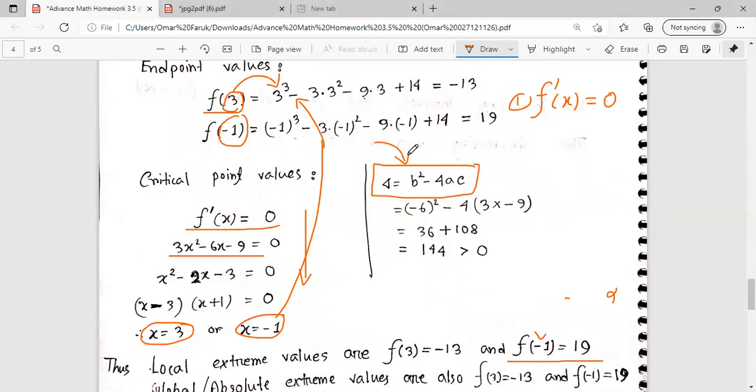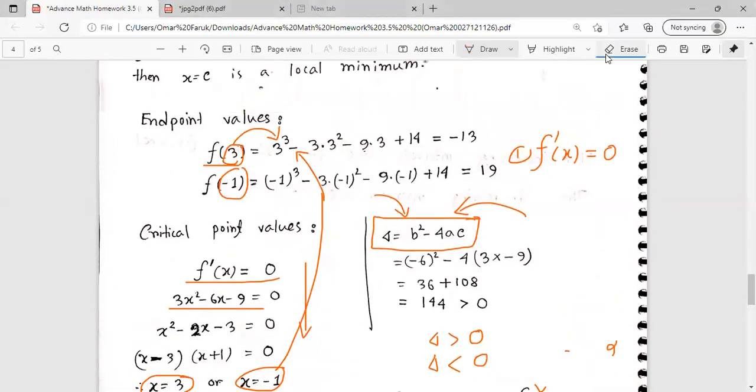So this del, we just calculate it to understand whether there is any local extrema or not. If del is greater than 0, then we have global extrema. But if del is less than 0, then we don't have any global extrema. So how can we find the value of b square minus 4ac?